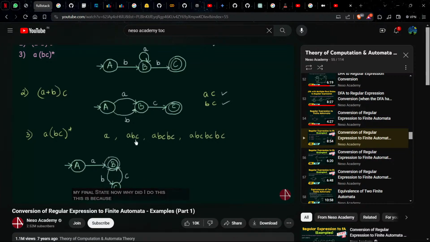Now why did I do this? This is because whenever we reach c as the last symbol, that is when the string is ending, and that is the string that will be accepted. Here, when it gets input small b, it comes to c, but c is not a final state. But when it gets input small c, it goes to b, which is a final state. Also the string a by itself should be accepted. That is why it comes to this final state b when it gets input small a. So let's check if these strings are accepted or not.